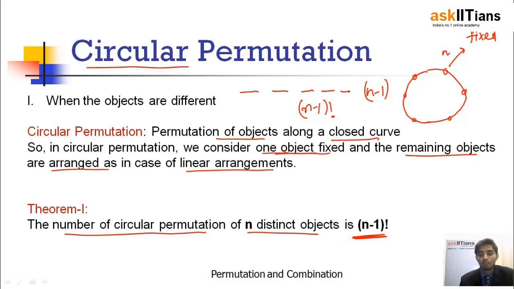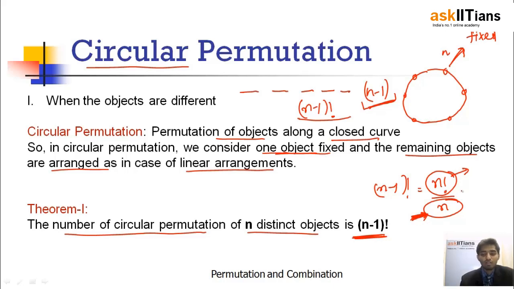So whenever you want to find the total number of circular permutations, you fix one object, and the rest of the n-1 objects you arrange as in linear arrangement. So that is given by (n-1)!. Now this (n-1)! can also be written as n! divided by n. The total number of linear arrangements of n distinct objects is given by n!, and here we are dividing these linear arrangements by n. So each particular case is repeated n times. Which are these particular cases which are repeated n times?